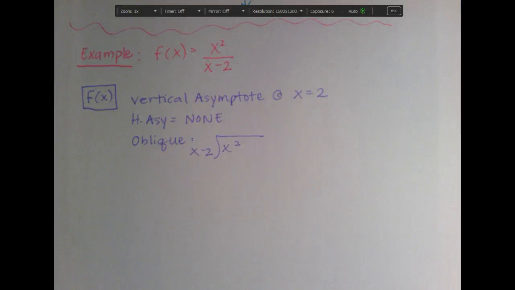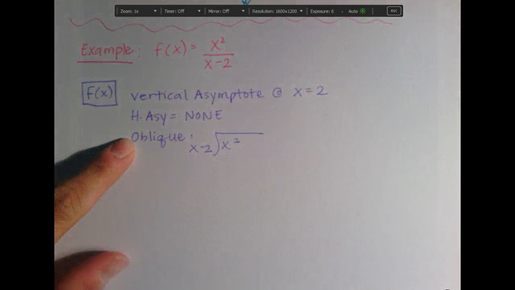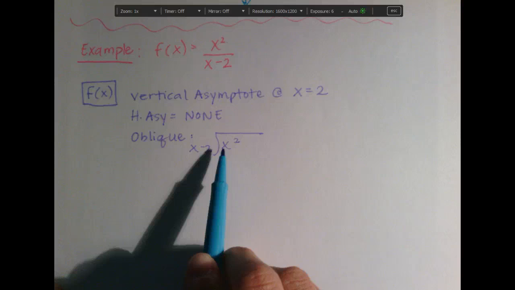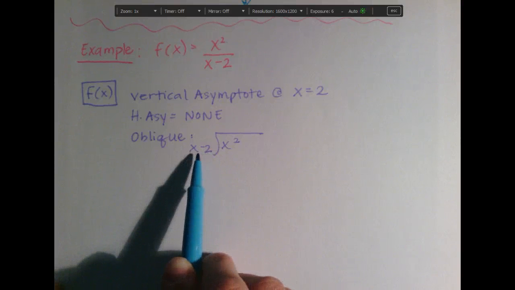Where I left off in the first video, we were talking about determining the asymptotes of this rational function. In order to find the oblique or slant asymptote, we have to divide the numerator by the denominator in order to figure out the equation. So I'm going to do some polynomial long division, taking x squared and dividing it by x minus 2.